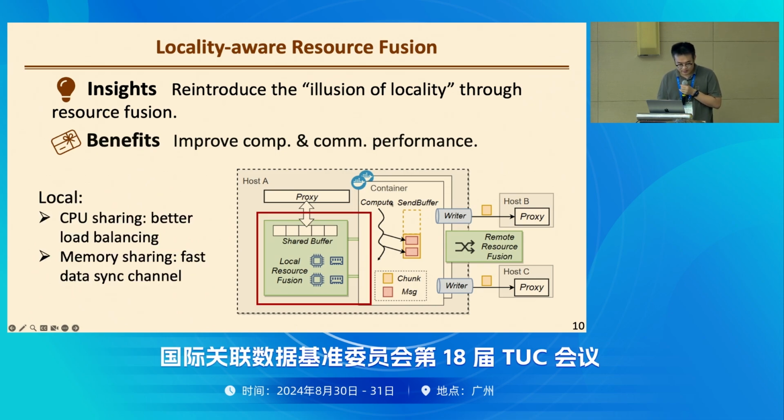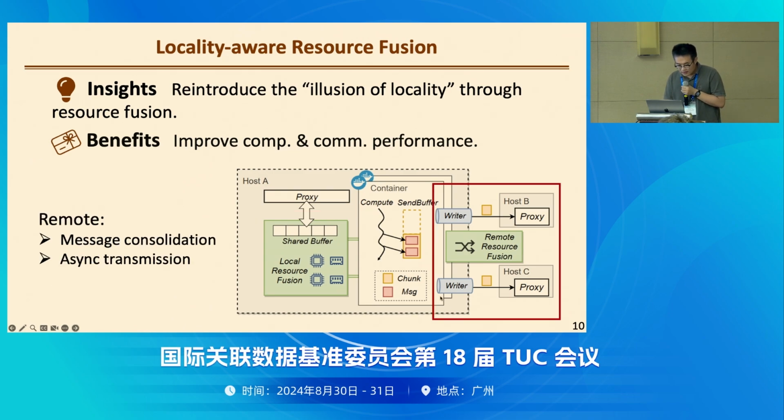Specifically, we have two techniques. The first one is called local resource fusion. When containers are physically located in the same server, we can optimize the load balancing by sharing their CPU resources. Furthermore, we can utilize the shared memory segment to establish fast data synchronization channels. The second technique is called remote resource fusion. For the containers located on different servers, we introduce message consolidation and async transition to further optimize the communication performance.